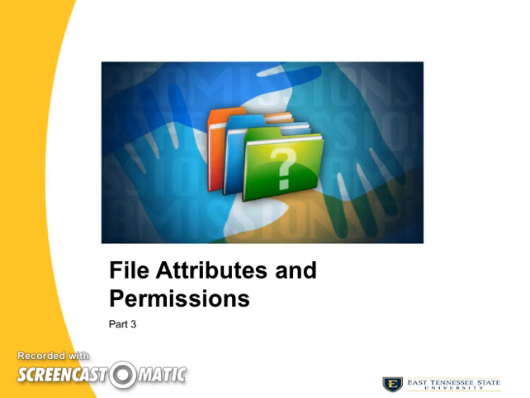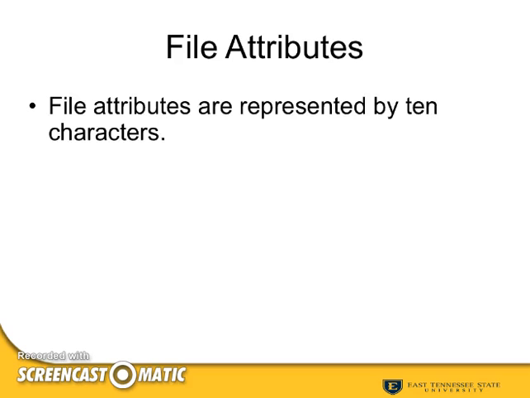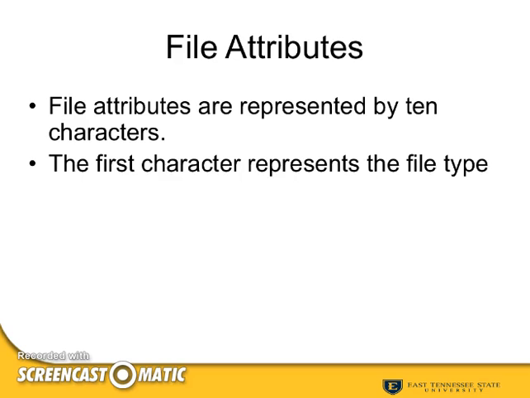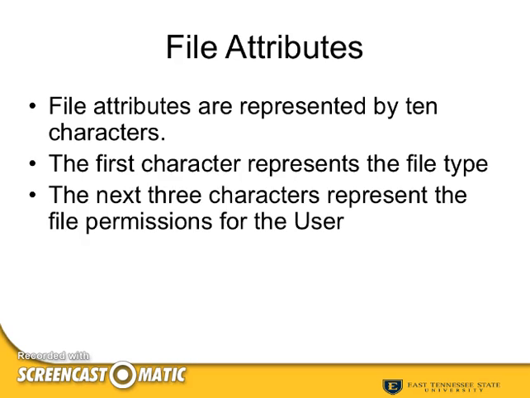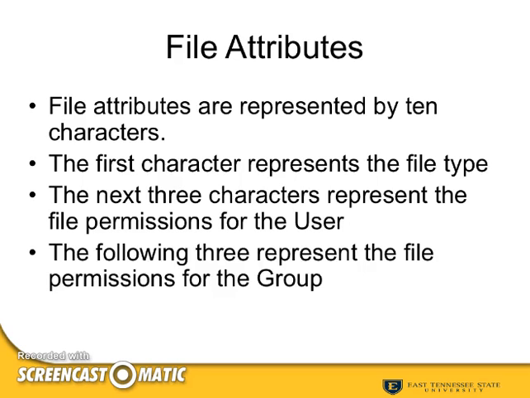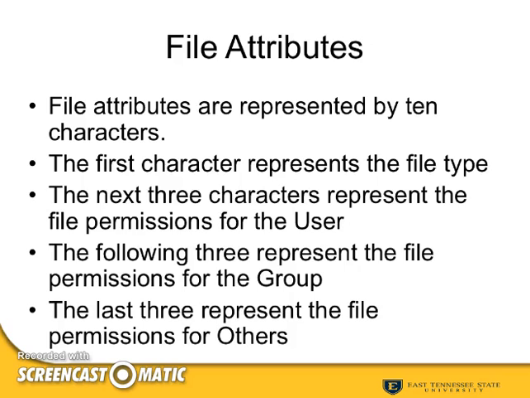In this video, we'll be discussing file attributes and permissions. File attributes are represented by 10 characters. The first character represents the file type. The next 3 characters represent the file permissions for the user. The following 3 represent the file permissions for the group. The last 3 represent the file permissions for others. Others are anyone else that is not the user or in the group. You will sometimes hear others referred to as the world.